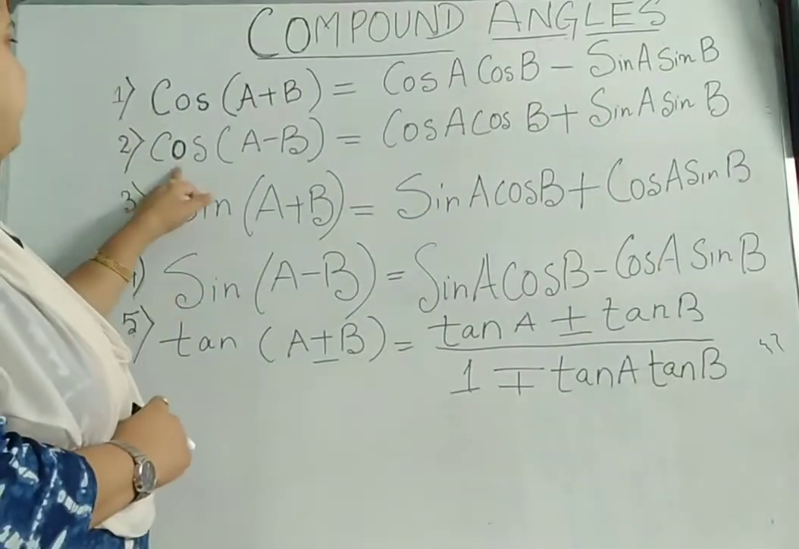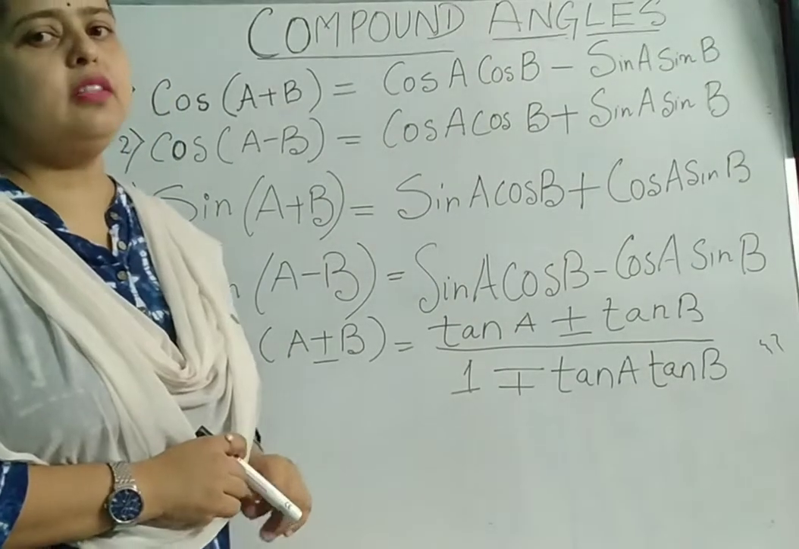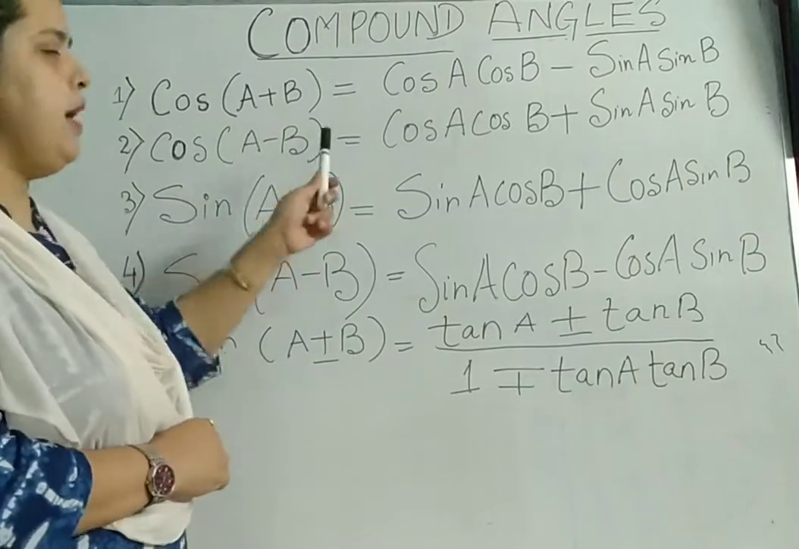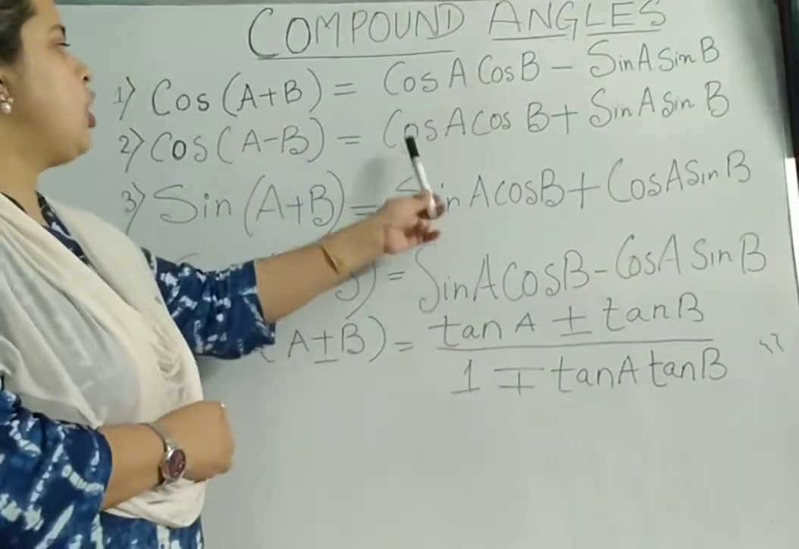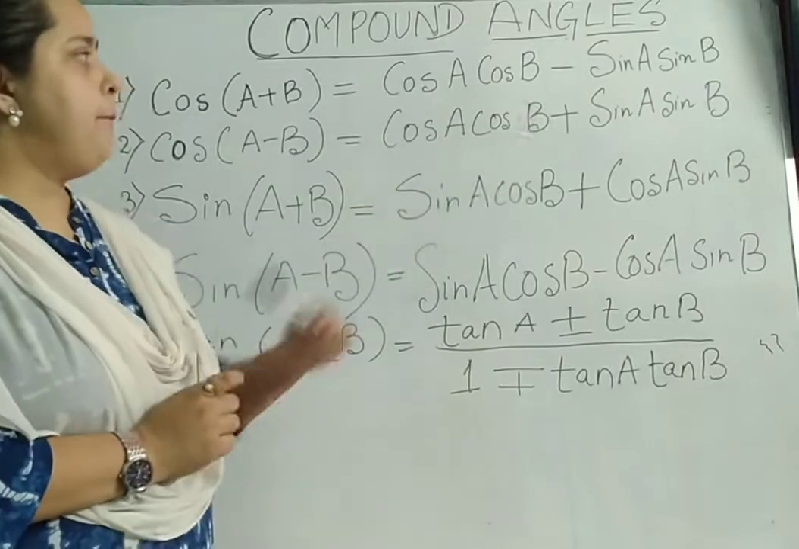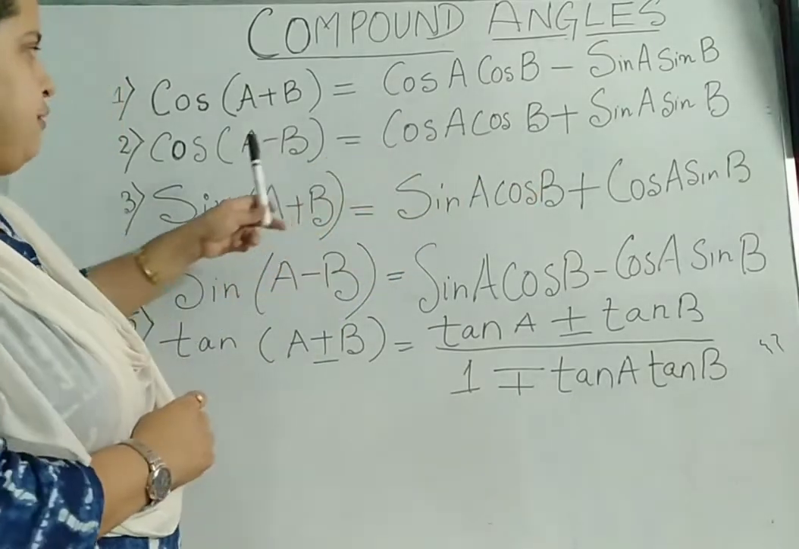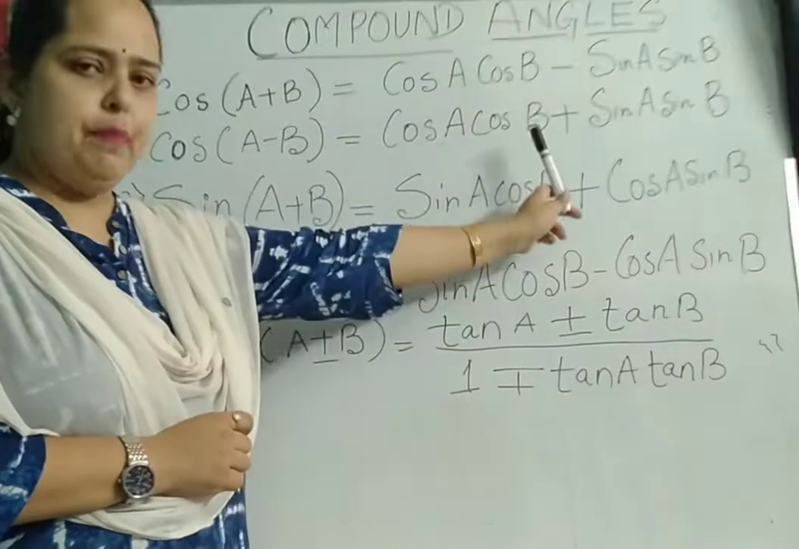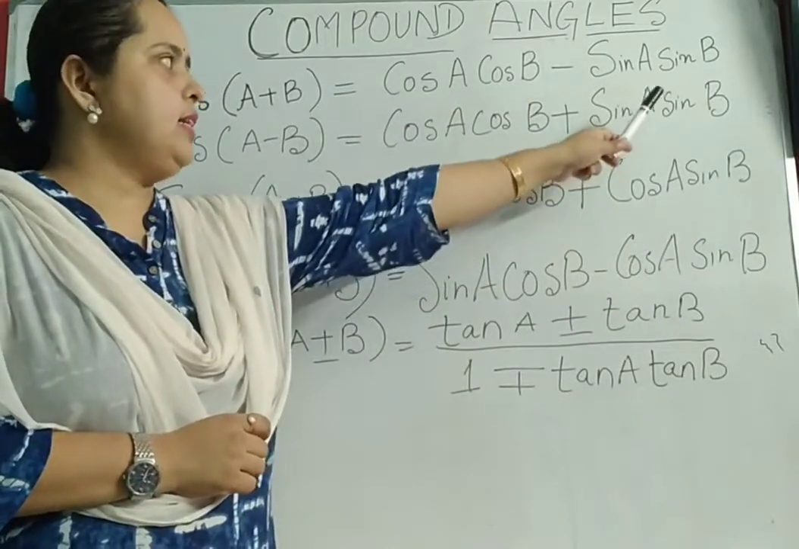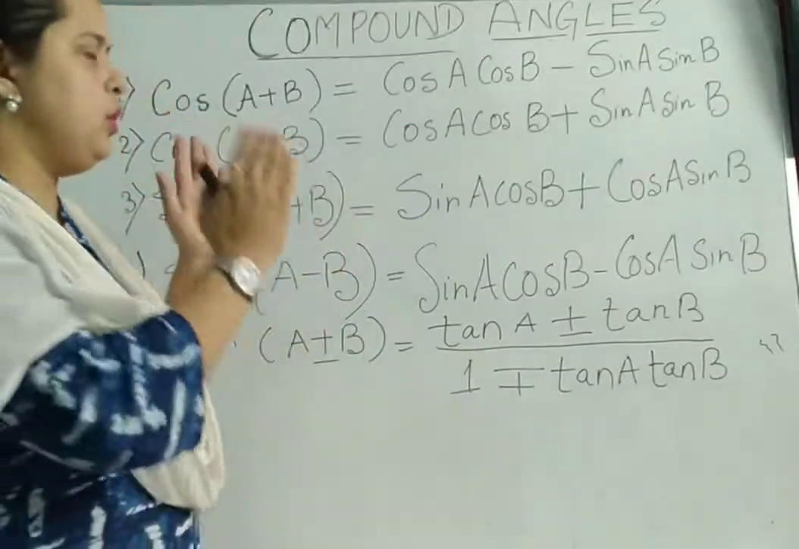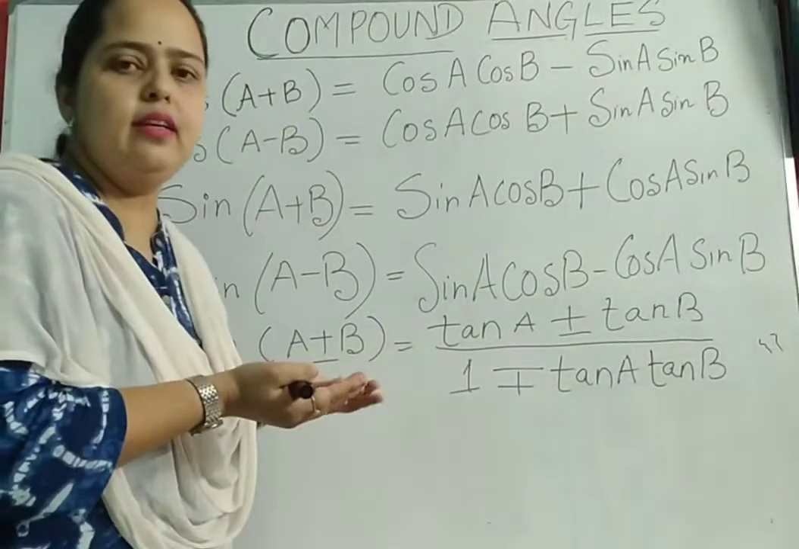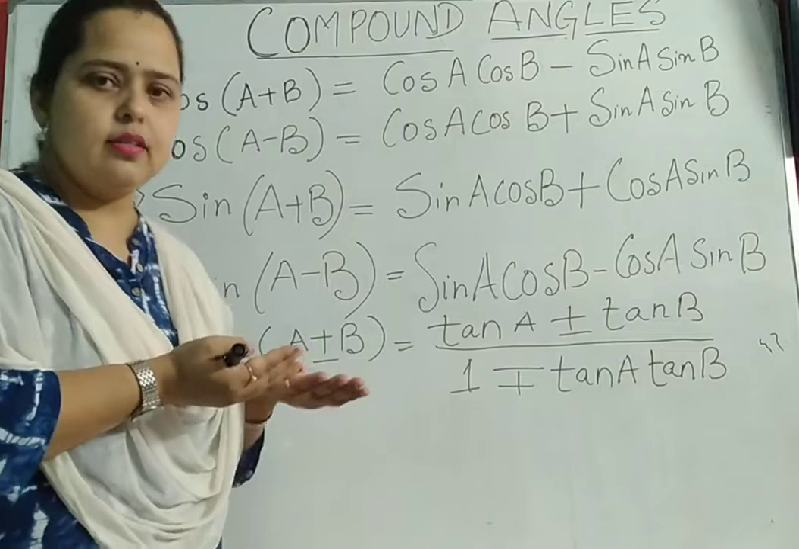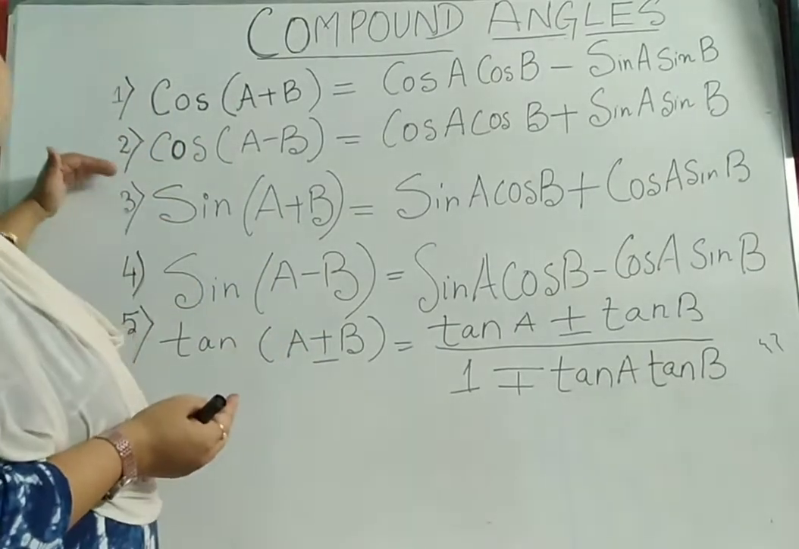Again, there is the second formula of cos of A minus B, which is learned as cos A cos B plus, in the case of minus, it is plus sin A sin B. So both cos A cos B on one side, sin A sin B on another side. Okay students, second is over.